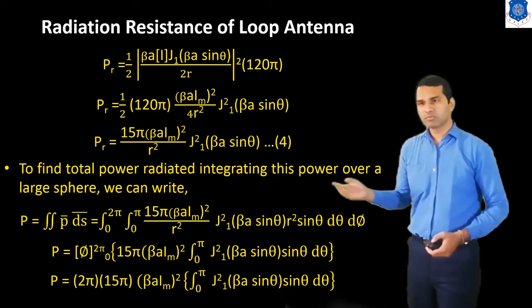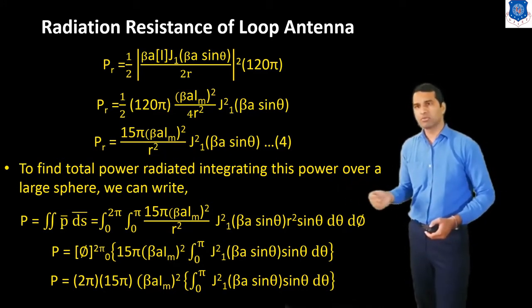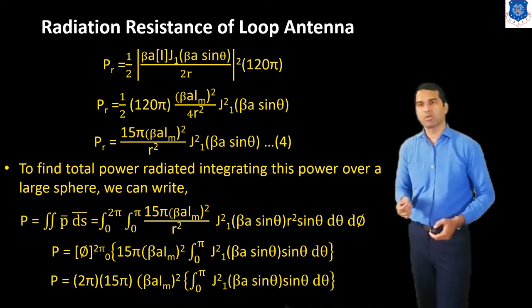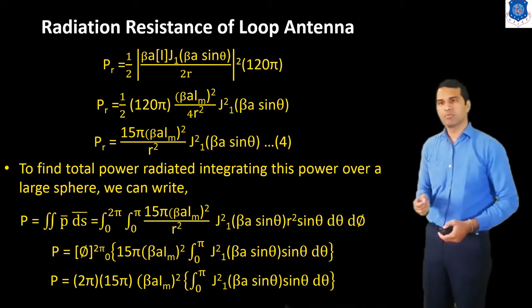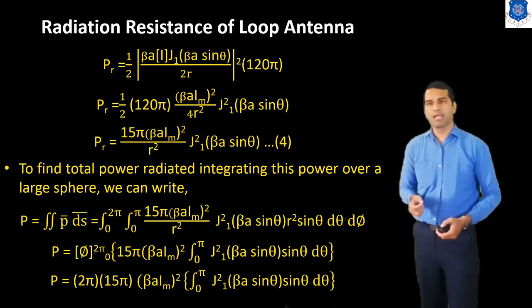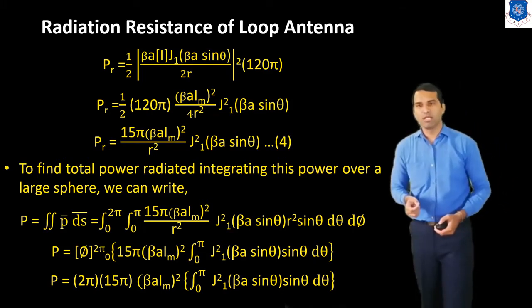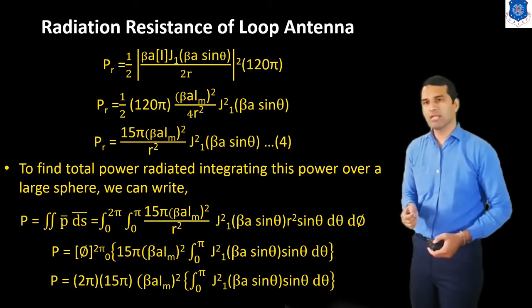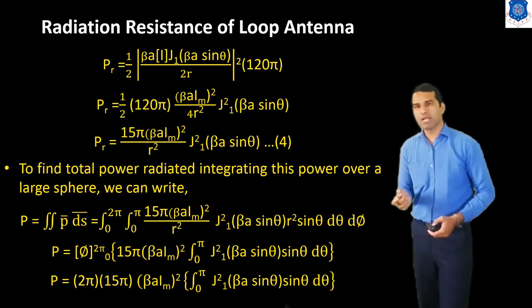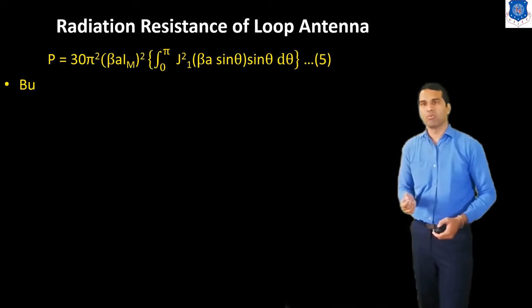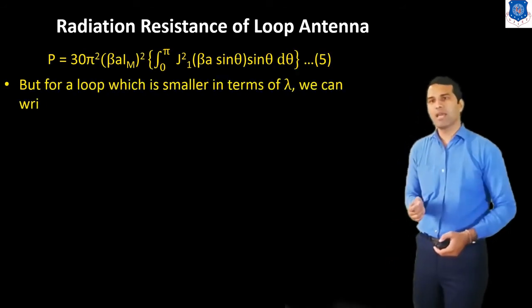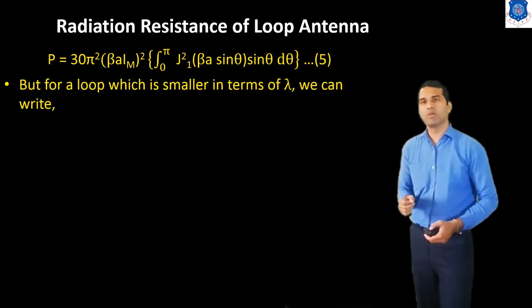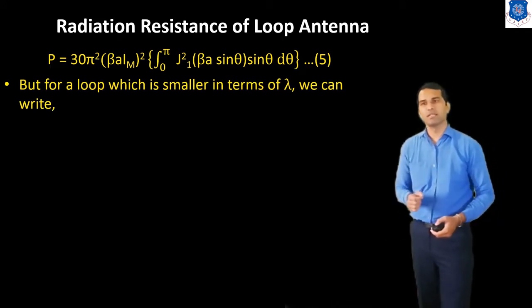Now when we solve the integration term and put the limits, we get 2 pi minus 0, so we get 2 pi into 15 pi beta A Im square and J1 square beta A sin theta into sin theta into d theta. So here sin theta into sin theta. So we can write this equation as 30 pi square beta A Im square, integral 0 to pi J1 square beta A sin theta into sin theta d theta.